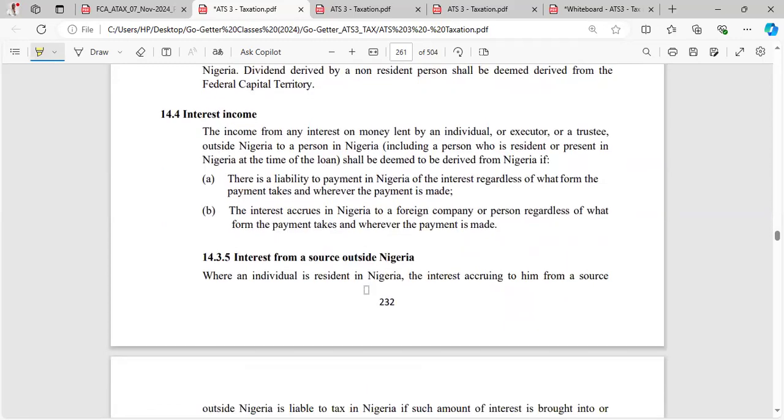Now let's go to interest income, because we have looked at dividend income.